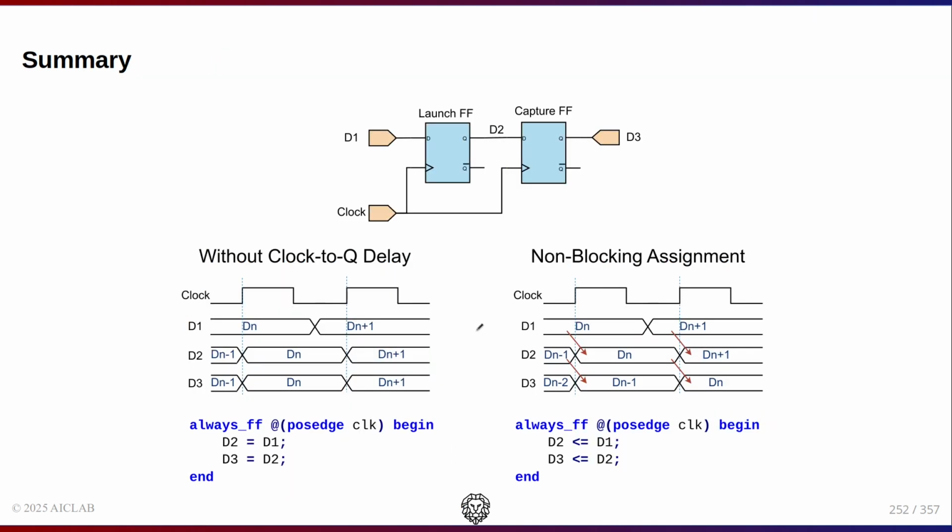The take-home message is that without clock to queue delay, it's not possible to model cascaded flip-flop because all input and output change simultaneously. To model the clock to queue delay, we need to use non-blocking assignment.